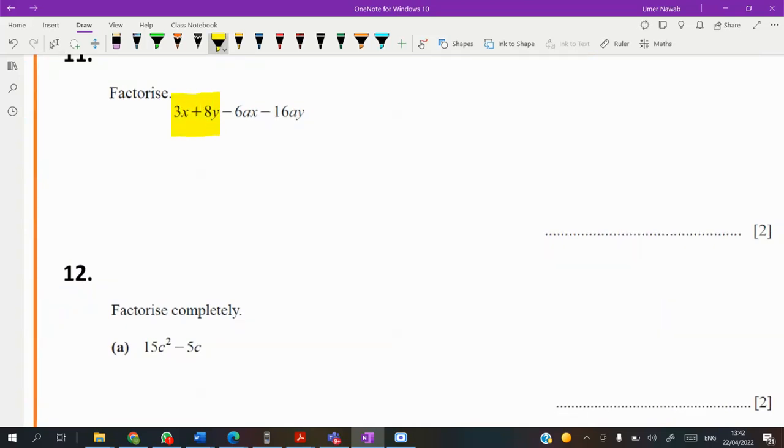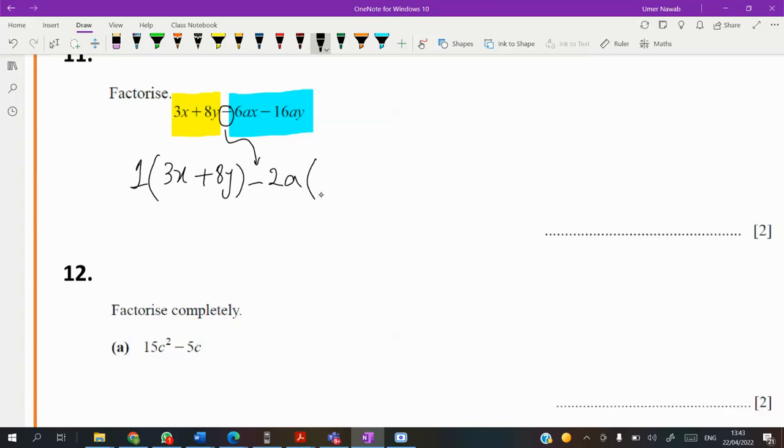4 terms, so grouping. So 3 common, no, not 3 common, nothing common basically. There's nothing common because x and y is here, 3 and 8 is here, nothing. So nothing, it means you need to write 1 outside. So 3x plus 8y. Here we have a minus sign. 6 and 16, you have to take 2 common and a common. So I'm going to get in the bracket, this minus changes to plus. So I'm going to get 3x plus 8y.